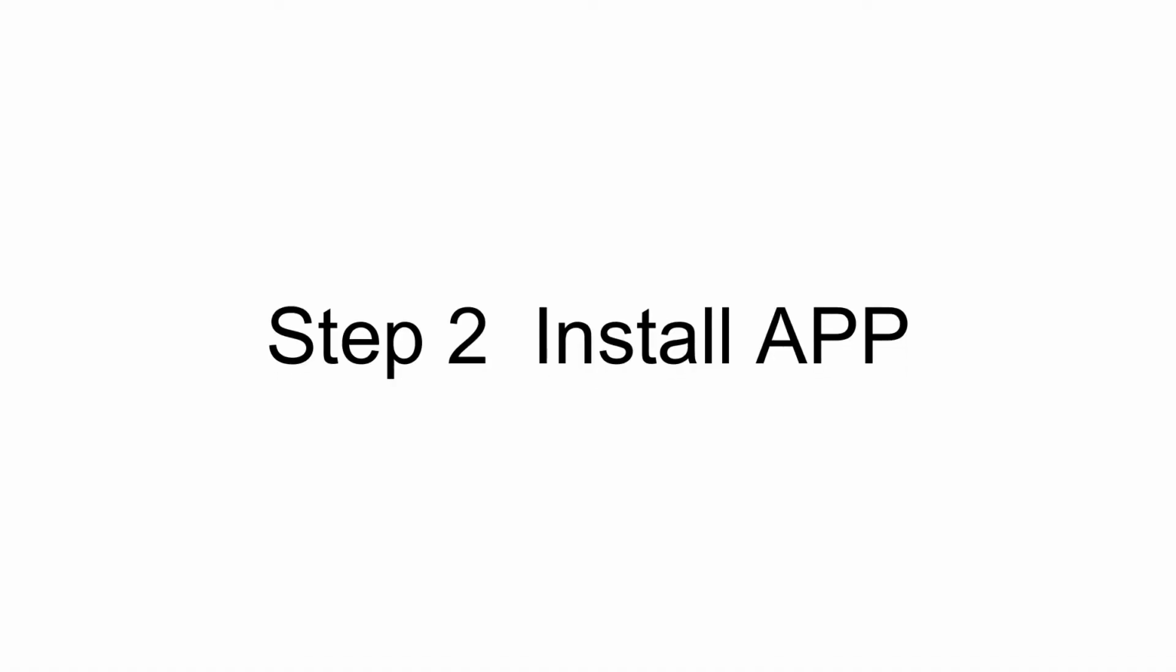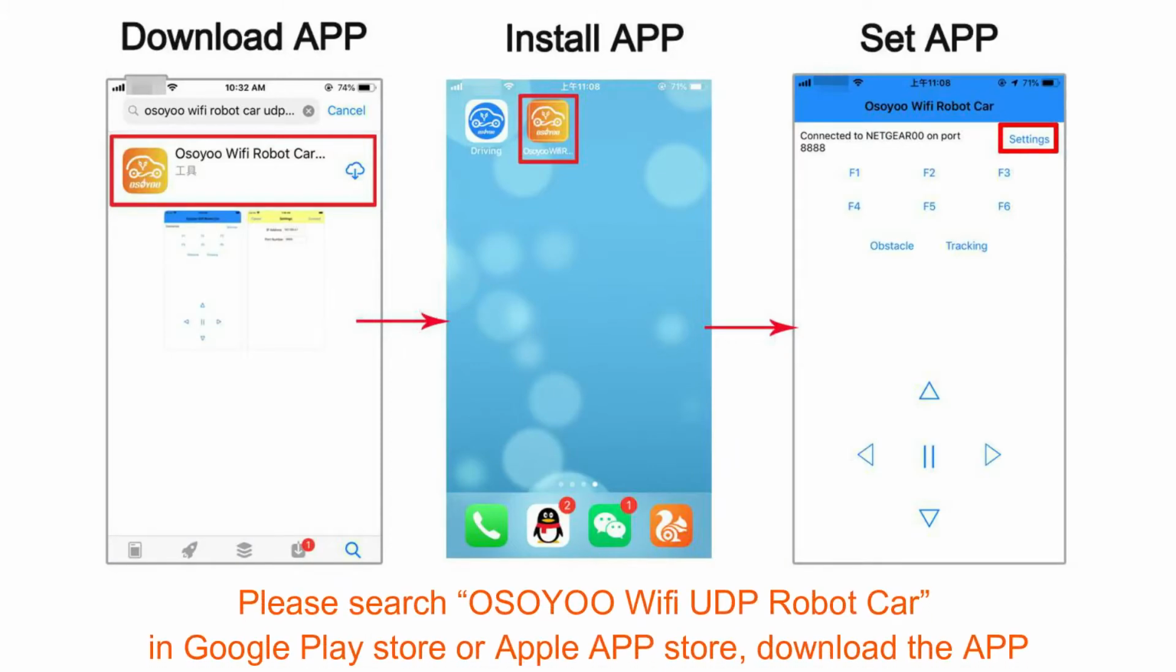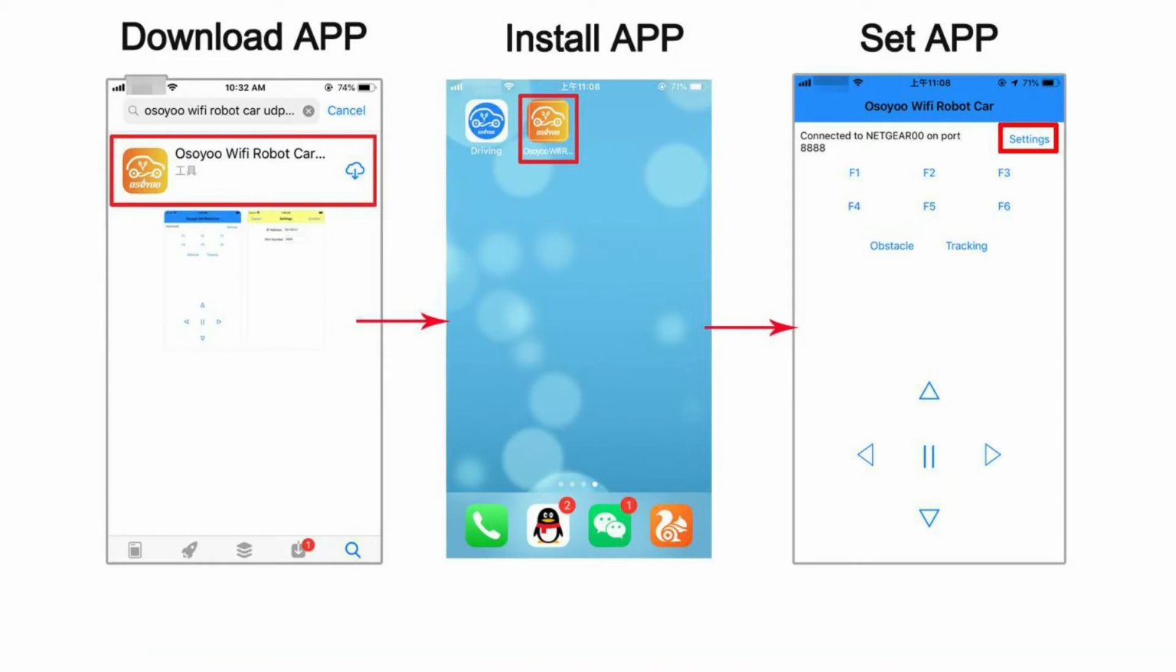Step 2, Install the app. Please search OSOYOO Wi-Fi UDP Robot Car in the Google Play Store or Apple App Store. Download the app.